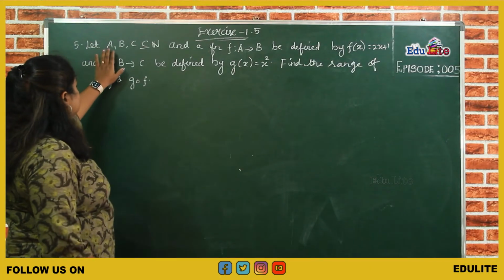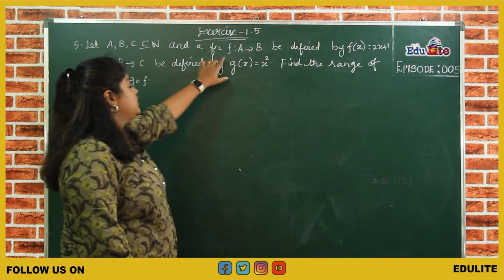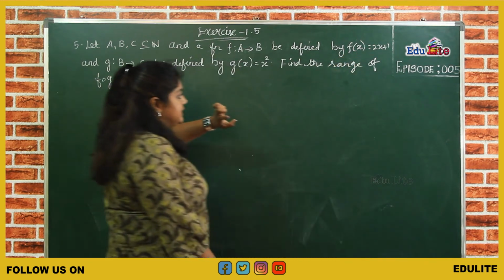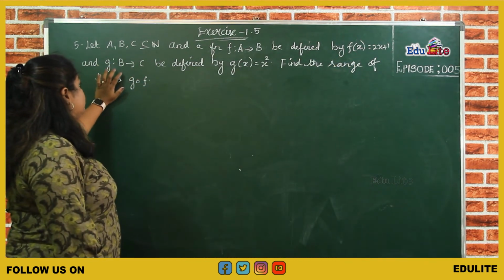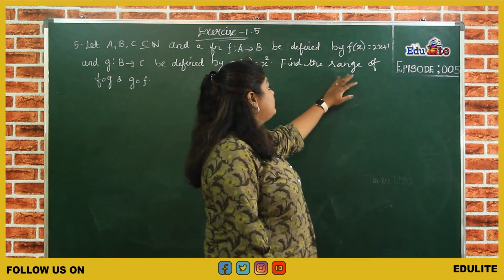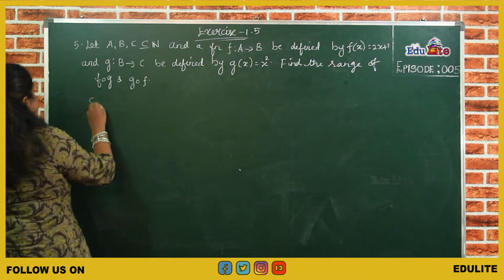So in this problem, A, B, C are subsets of the natural numbers and a function f is a mapping from A to B, defined by f of x equals 2x plus 1, and g is a mapping from B to C, defined by g of x equals x squared. We have to find the range of f composite g and g composite f. So it is easy to do.